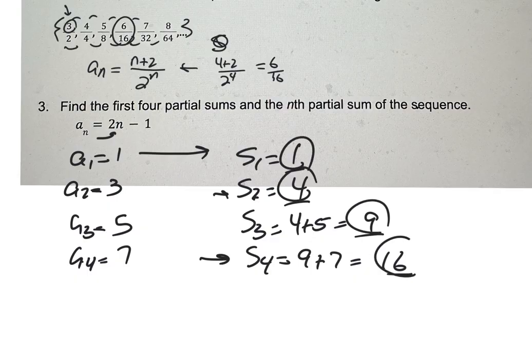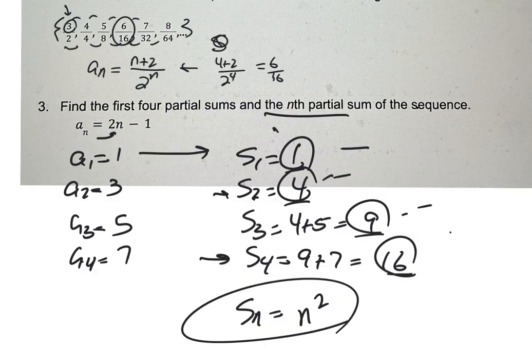That's most of the answer. Now, the last thing they want you to do is find the nth partial sum. Okay, find the formula for the sums. What I'm seeing, those are all perfect squares. So I'm just going to put n squared. 1 squared is the first one, 2 squared, 3 squared, 4 squared. Perfect.